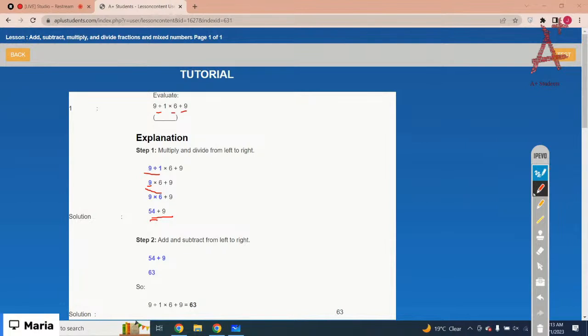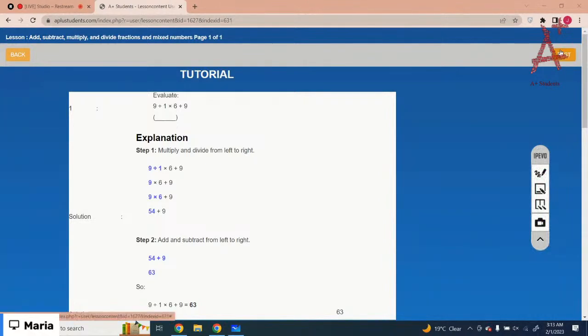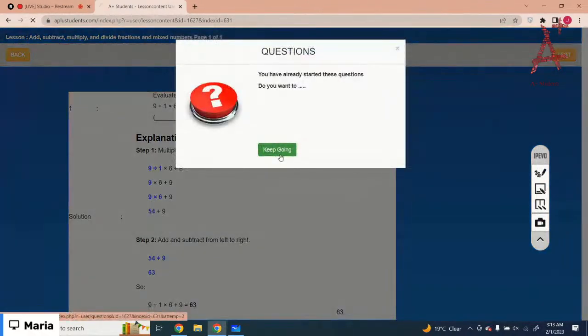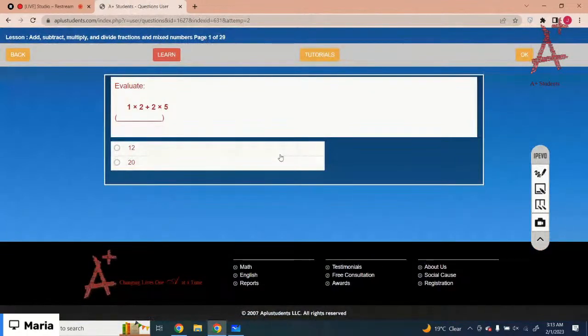Okay, let's just start with the practice questions. You can have a look at the questions in the tutorial. They are already solved. So I'm going to start with the test questions so that we can do the practice quiz. Got it? Okay, let's start with the first one.